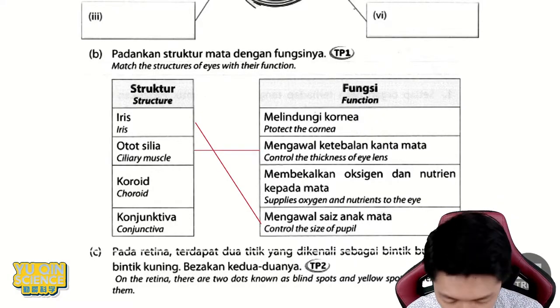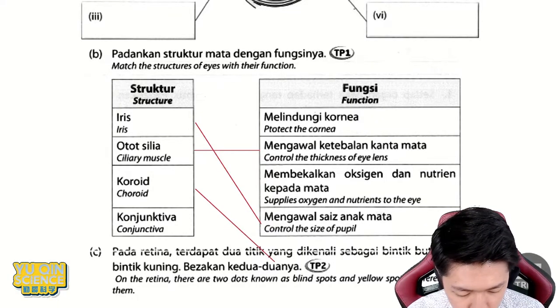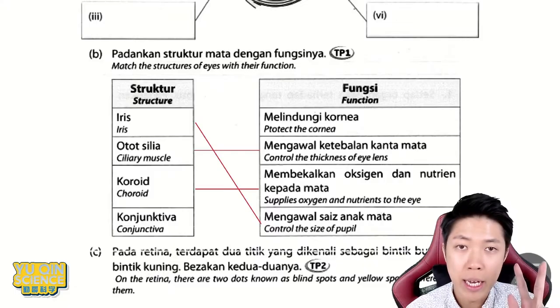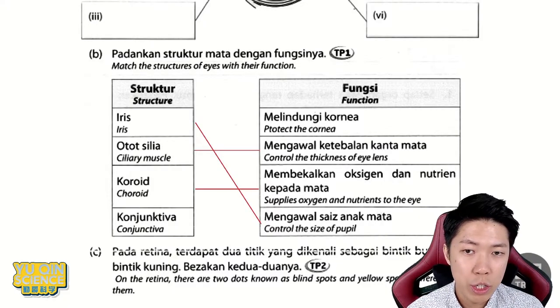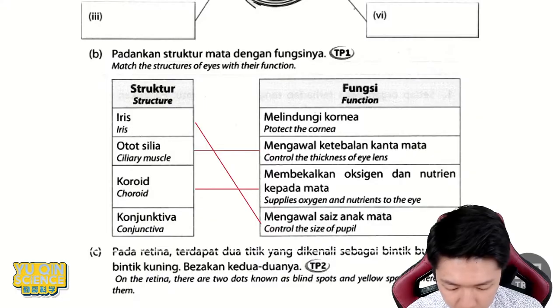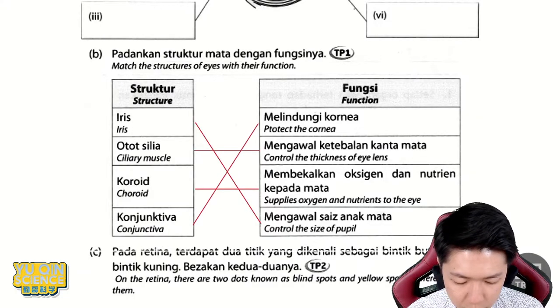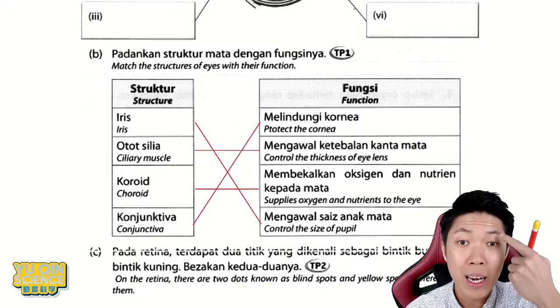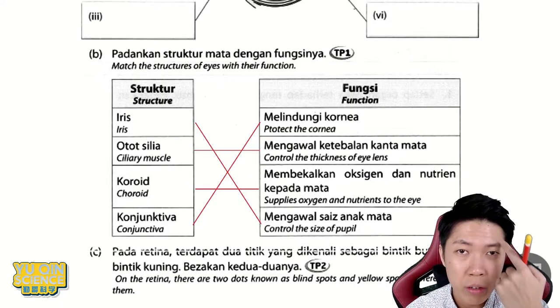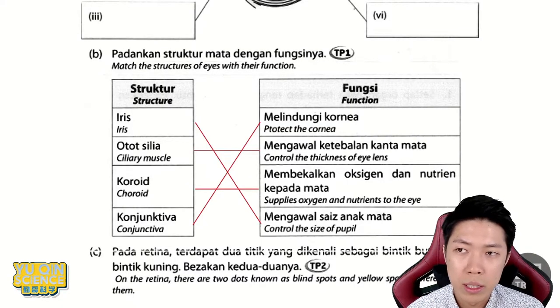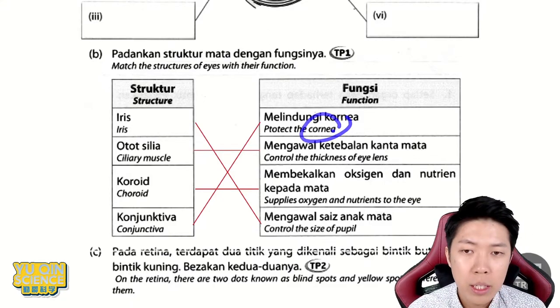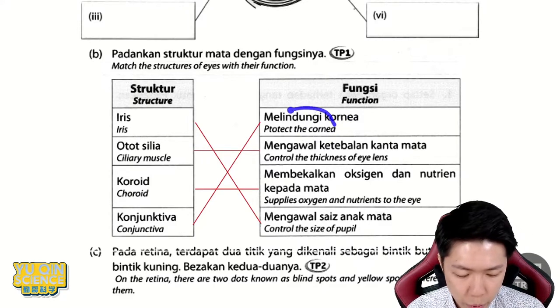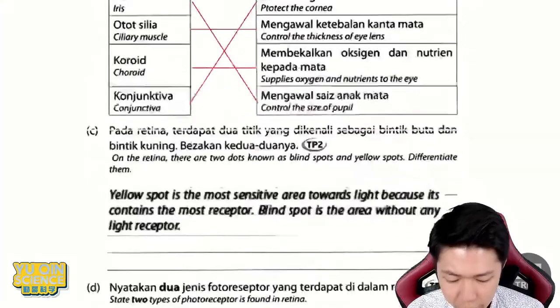Next one, choroid. Choroid is the second layer of the eye, remember, to supply oxygen and nutrients to the eye. And conjunctiva is the part on the white part and around the cornea, that's actually to protect the sclera as well as to protect the cornea. So in this case, we will go for this. Okay. All right.